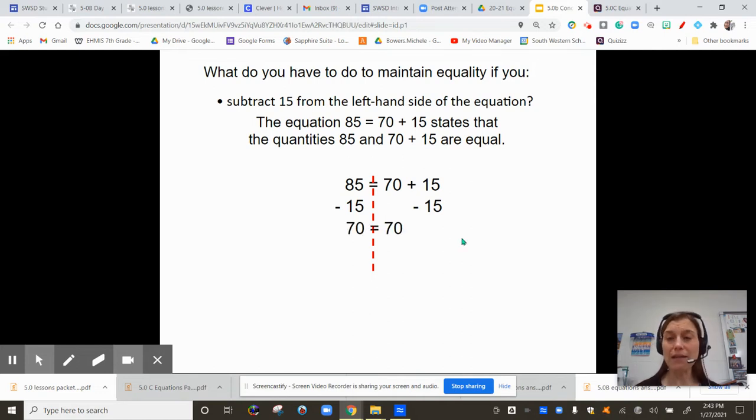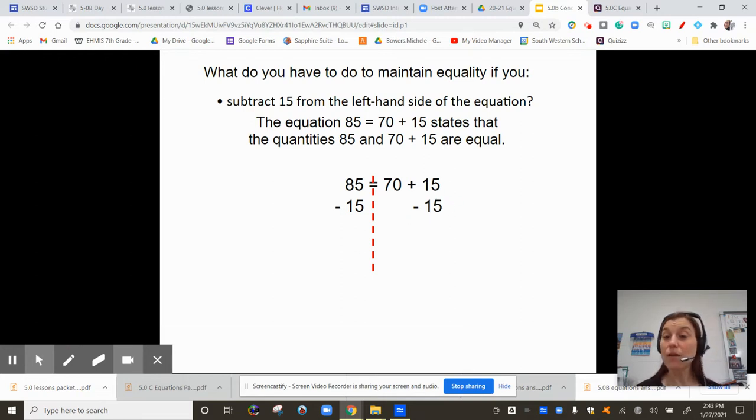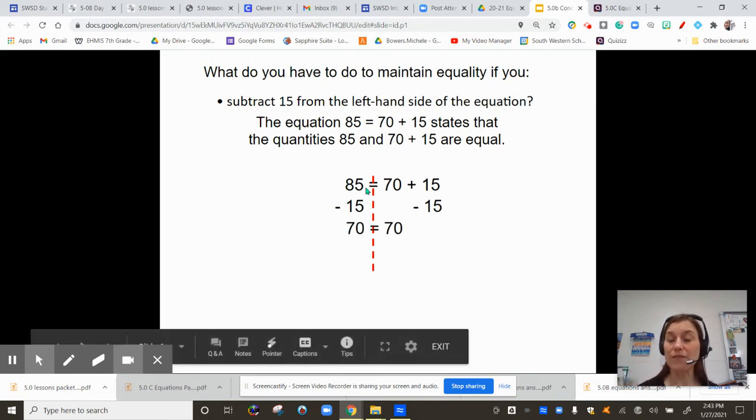I want you to notice where I lined this up. This 15 here is lined up under this 15. Why? Because that's the simplest way. 15 minus 15 is 0. So that's probably the easiest place for me to take this 15 away from. On the left, I have 85 minus 15. The result is 70. On the right, if I have 15 and then I take away 15, that's 0. That's gone, and so I'm only left with 70. So now I have 70 on the left and 70 on the right, and 70 equals 70. Yay. Check. I maintained equality.